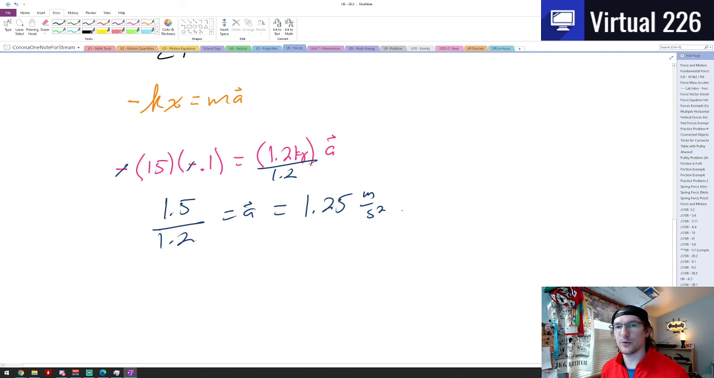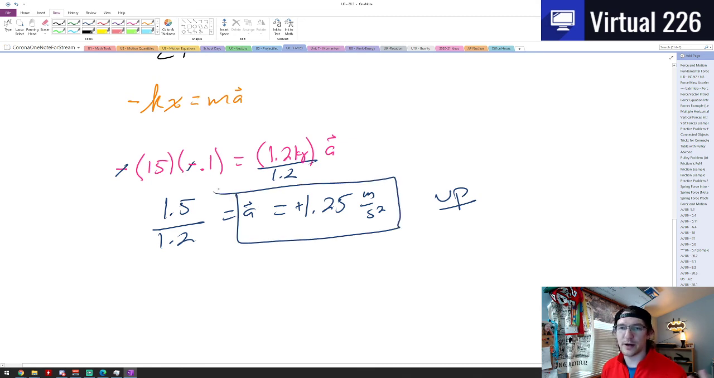And that acceleration, as we already thought about it, since we stretched the spring down, it's going to be moving it up. We got a positive answer for that because we called up the positive direction. And that's it. The problem's done.